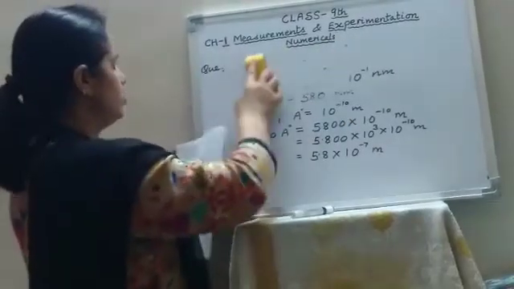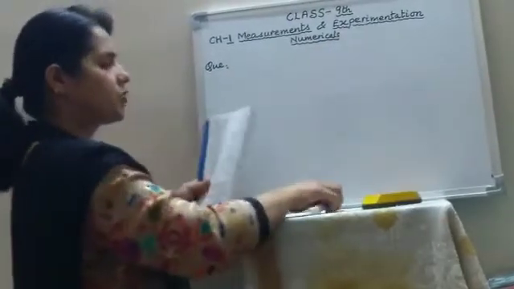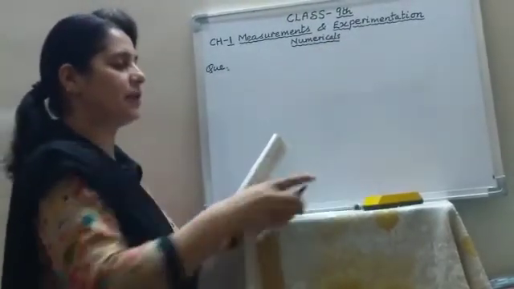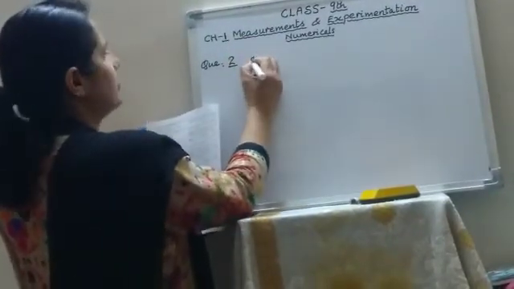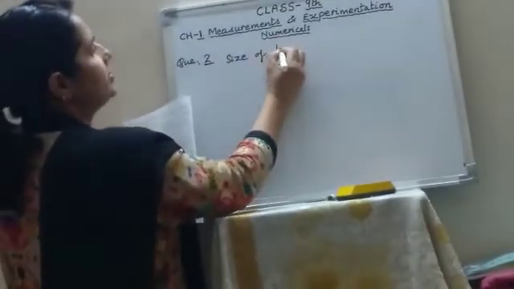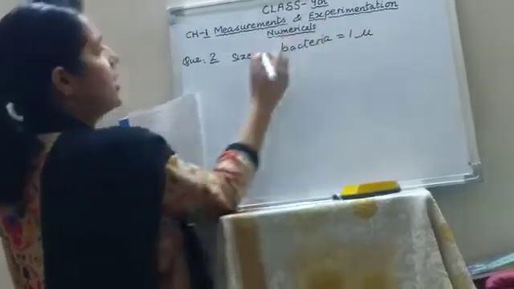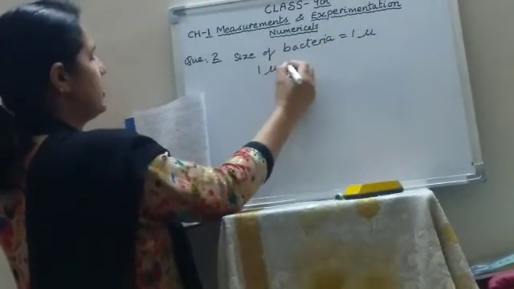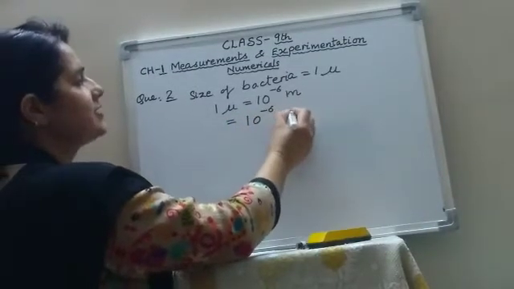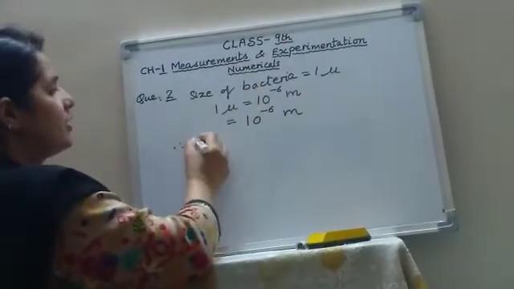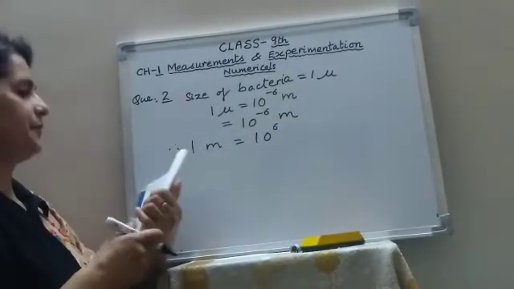Now what is question number 2? The size of a bacteria is 1 micron. You have to find the number of bacteria in 1 meter length. Now what is the size of bacteria? Size of bacteria equals 1 micron. And you know 1 micron is 10 to the power minus 6 meter. Therefore, the number of bacteria in 1 meter is 10 to the power 6.